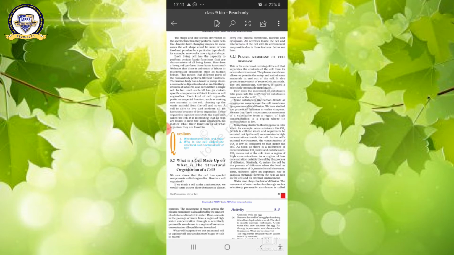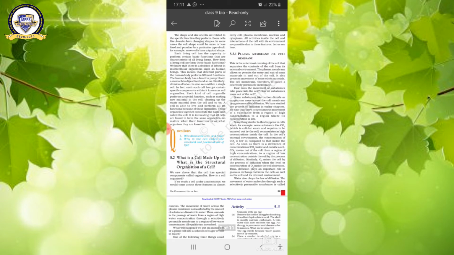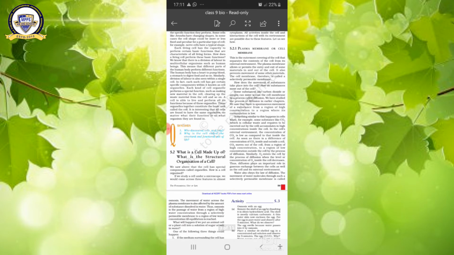In fact, each such cell has certain specific components within it known as cell organelles. Each kind of cell organelle performs a specific function, such as making new material in the cell, clearing up the waste material from the cell, and so on. A cell is able to live and perform all its functions because of these organelles. These organelles together constitute the basic unit called the cell.